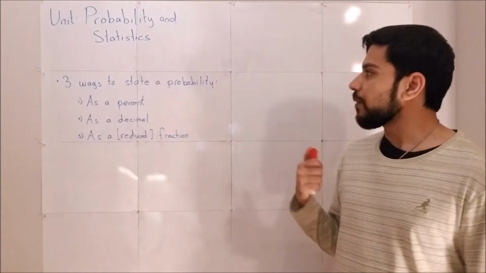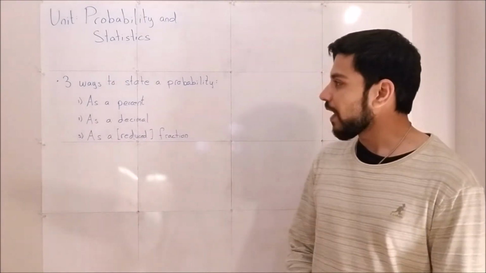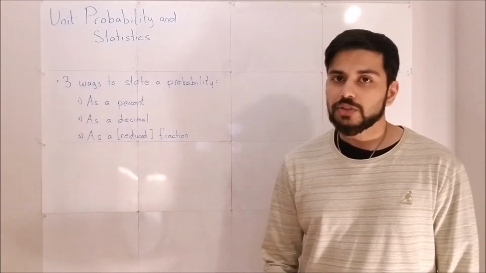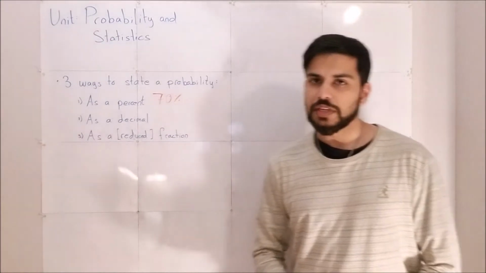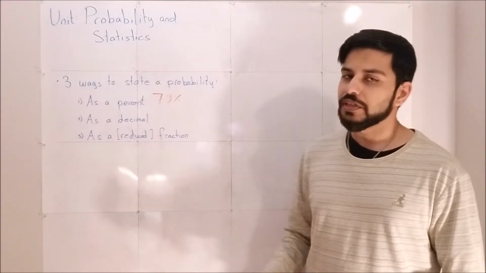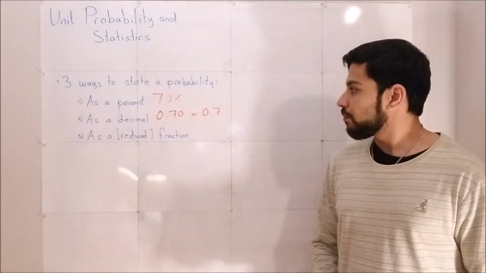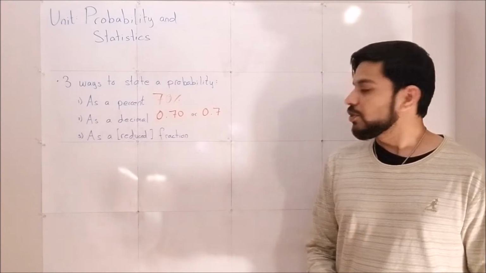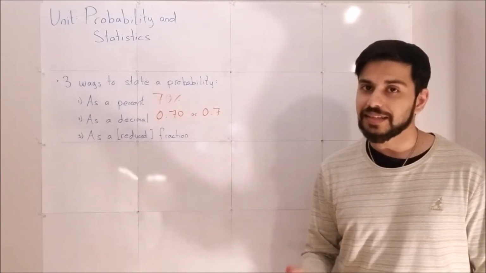One of the things to start off with is a way that you can state probability. There's three different ways that you're going to be able to do that. One of them is a percent, so if we're looking at 70%, that would look like 70 with the percent symbol. You can also write it as a decimal. A decimal is when you take that percentage and you divide by 100, you end up getting 0.70, because that's 70%, or just 0.7. Both of these probabilities are exactly the same thing.